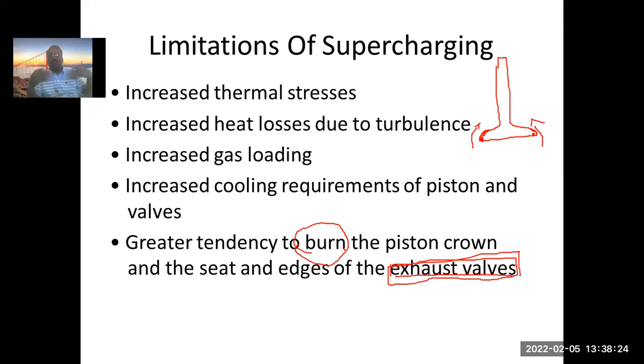Some change in color or something like that happens. Okay, and that is what we call as burning. Similar burning of the piston.